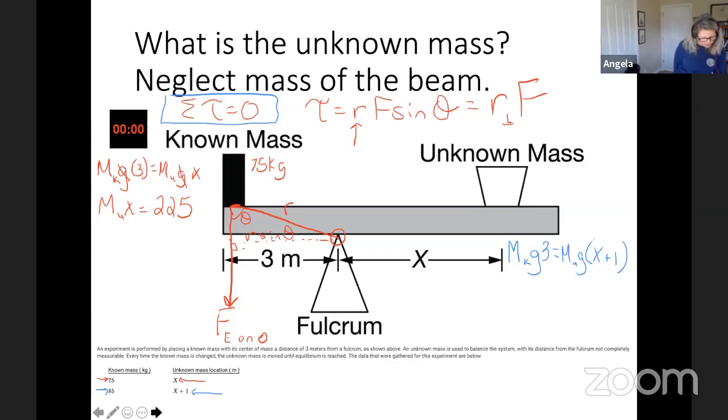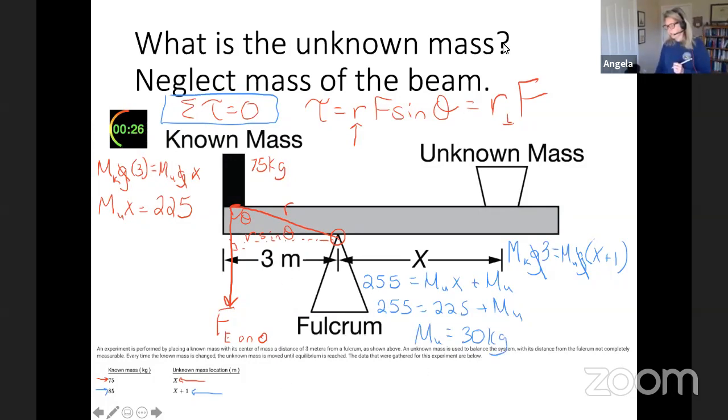If we plug in the known mass, which is 85, and cancel the g's first, 85 times 3, I think that's 255. I hope I'm right about that. On the right, you get mass unknown x plus mass unknown. But mass unknown x is 225 from the first data point. So 255 equals 225 plus mass unknown. So mass unknown is 30 kilograms.